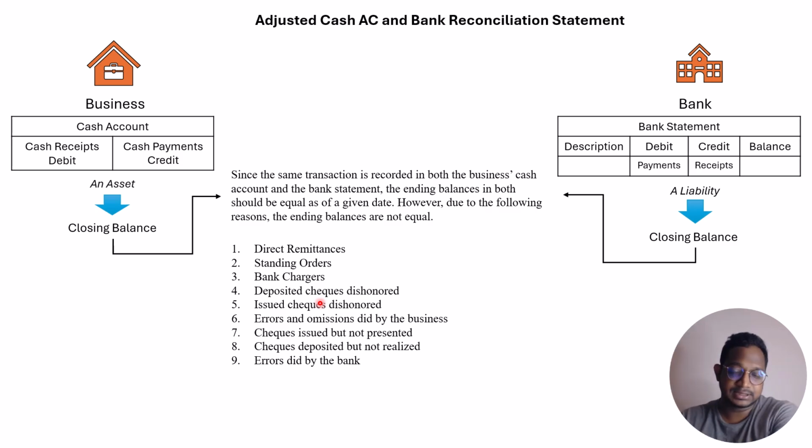So these are the errors and the omissions and the actual reasons, and those reasons can be errors and omissions, right? Okay, excuse my English, it's not as perfect as my Sinhala, but I try my best, right? Direct remittances, standing orders, bank charges, deposited checks dishonored, issued checks dishonored, errors and omissions done by the business, checks issued but not presented, checks deposited but not realized, and errors done by the bank. So we will look at these reasons one by one from the next slides, right?